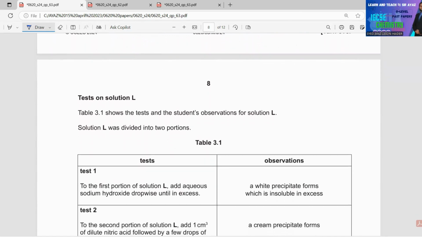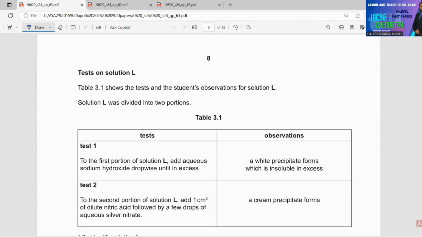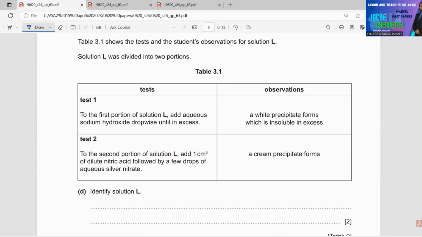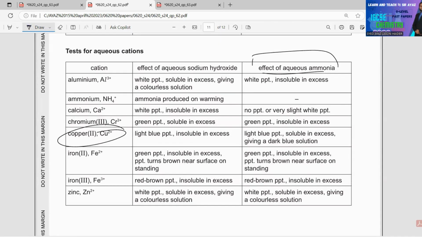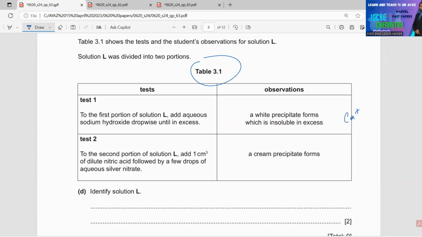Test on solution L. Table 3.1 shows the test and the students' observations for solution L. Solution L was divided into 2 portions. Here's table 3.1. Test to the first portion of solution L, add aqueous sodium hydroxide dropwise until in excess. Observations, a white precipitate forms which is insoluble in excess. Now with sodium hydroxide, we are getting white precipitate and insoluble in excess. It must be of Ca plus 2. So I'm going to write Ca plus 2.